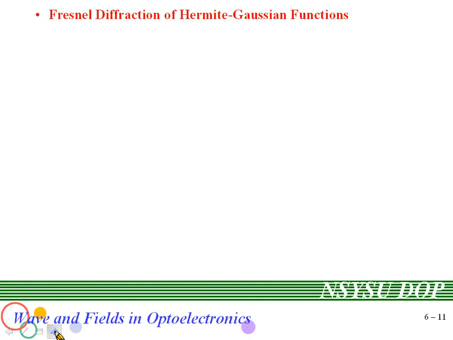After finding the solutions of the characteristic equation, the next step is to obtain the diffraction field, the diffraction amplitude, of each solution. The solutions can be written as the Umn function. This is the initial amplitude. We want to know the diffraction amplitude of each solution.